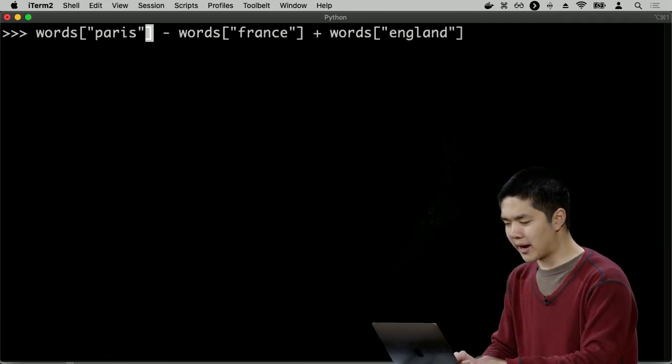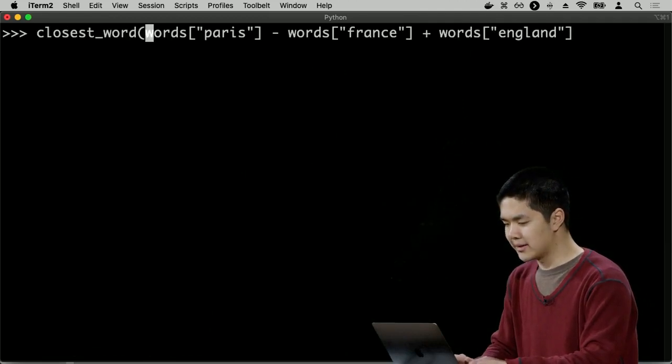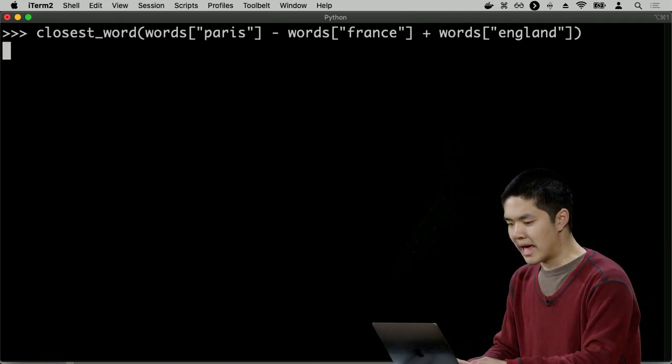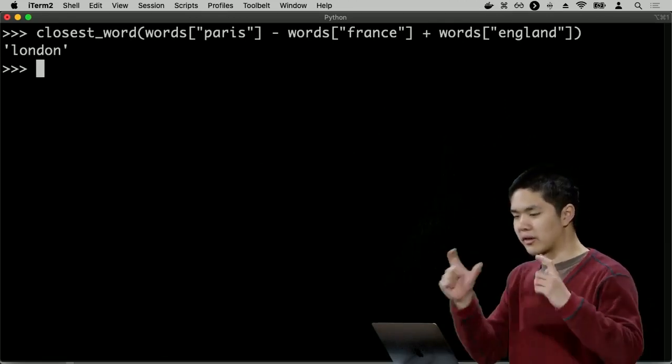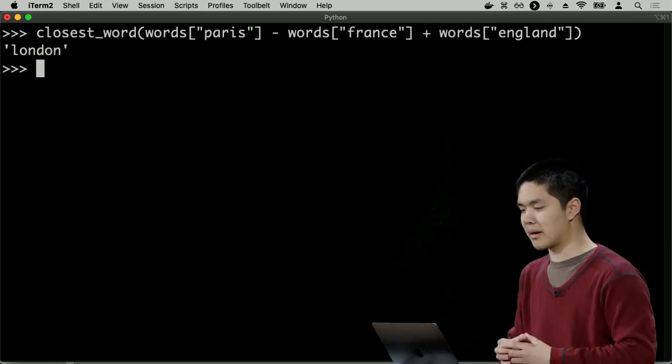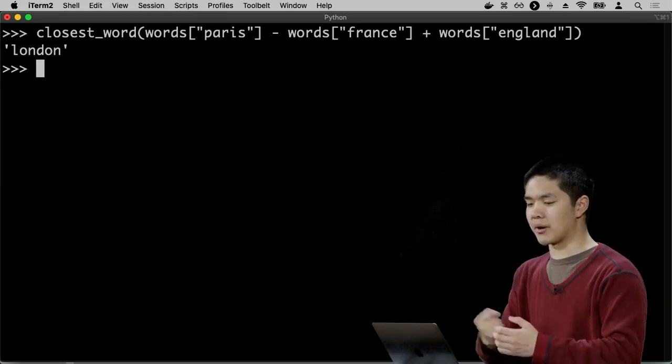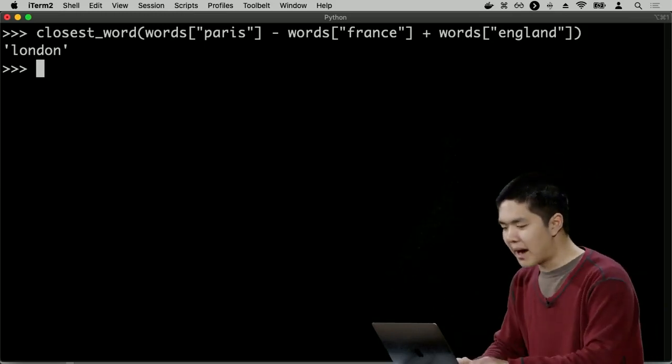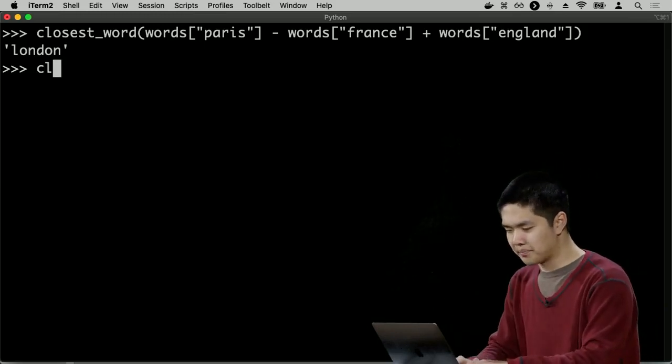So the distance between France and Paris as vectors, add the England vector. And let's go ahead and find the closest word to that. And it turns out to be London. You do this relationship, the relationship between France and Paris, add the England vector to it, and the closest vector to that happens to be the vector for the word London. We can do more examples.